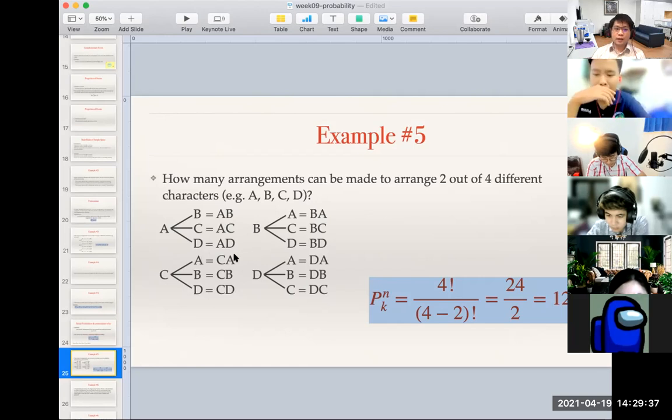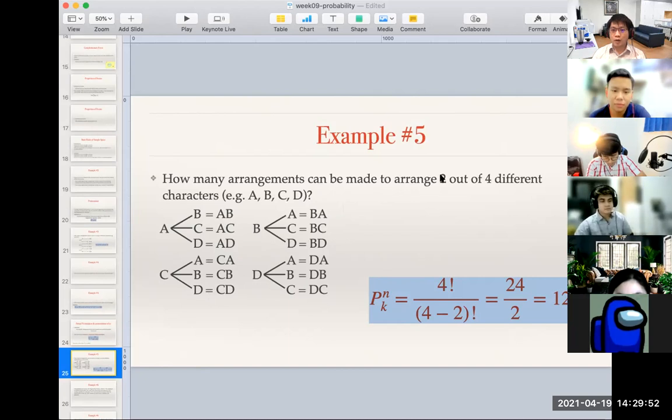But if it's just an assignment or you do leisure computations, it's fine for you to list them out one by one, if the number of elements is small. Let's say here, I'm going to change.